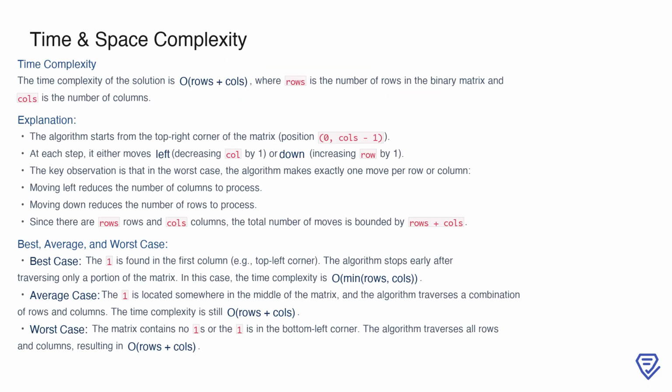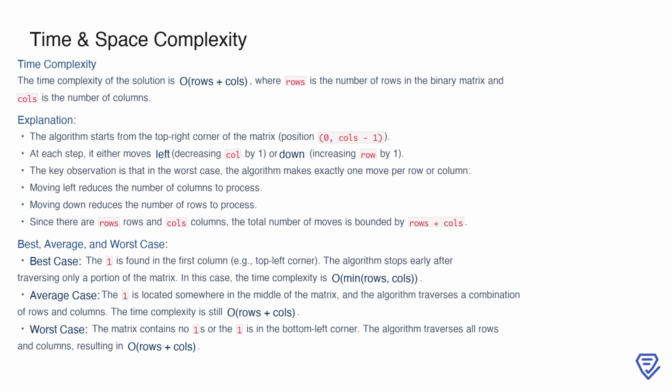The time complexity of the solution is O(rows + cols), where rows represent the number of rows in the binary matrix and cols represent the number of columns. This is because the algorithm starts at the top right corner of the matrix and makes a decision at each step to either move left, reducing the column index, or move down, increasing the row index. In the worst case, the algorithm will make one move for each row or column. For example, moving left decreases the number of columns remaining to process, while moving down reduces the number of rows left to check. This ensures that the total number of moves is bounded by the sum of rows and columns.